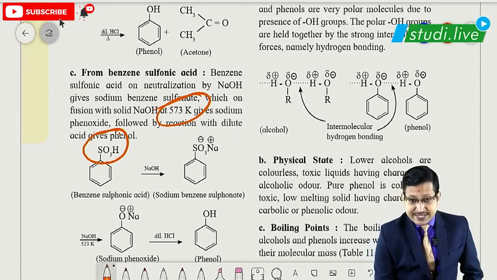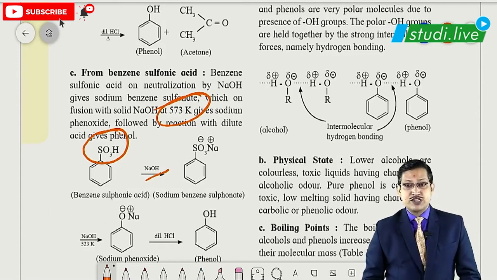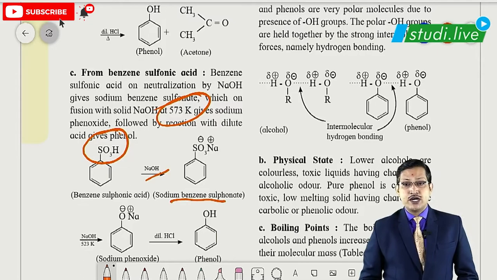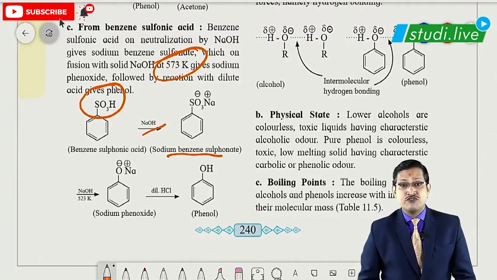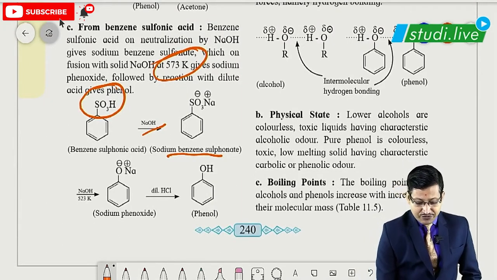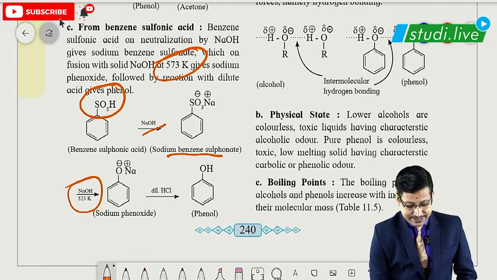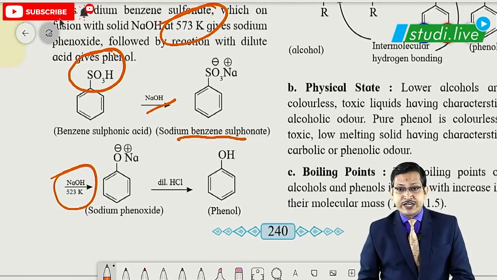Now benzene sulfonic acid will react with NaOH, that is reacting with the base, and that gives you, yes, the first compound, sodium benzene sulfonate. Now this sodium benzene sulfonate will then undergo further reaction with fused NaOH. See the word, I have used the word fused NaOH. That means the temperature is greater. Yes, the temperature is how much? The temperature is 523 Kelvin.